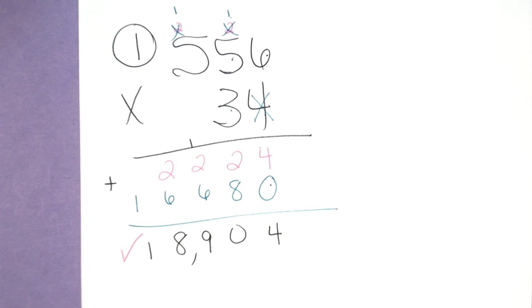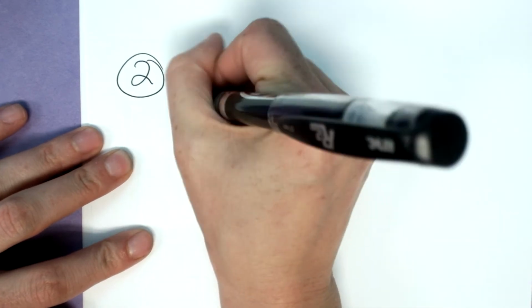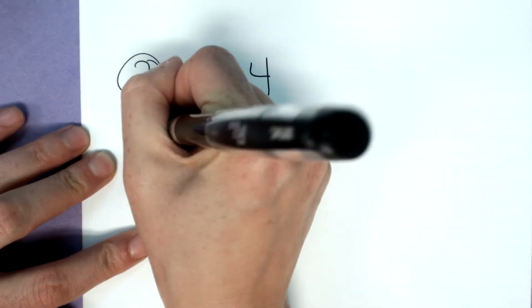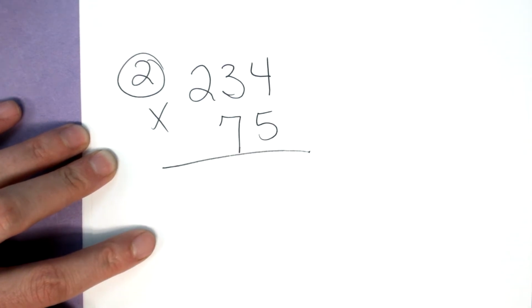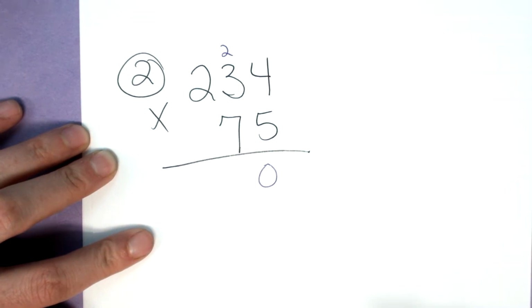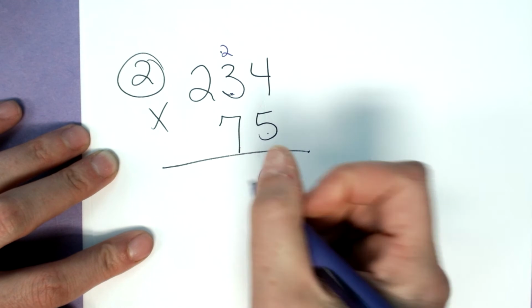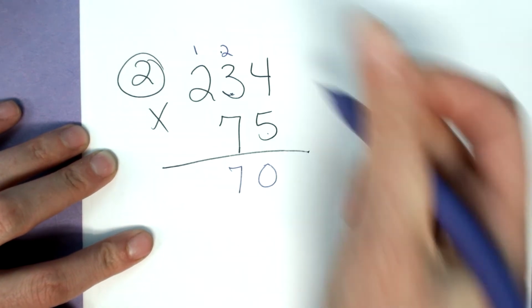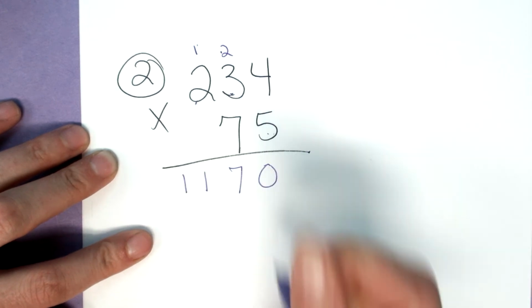Now let's try number 2. Number 2 is 234 times 75. All right, 5 times 4 is 20. Carry the 2. 5 times 3 is 15, plus 2 is 17. 5 times 2 is 10, plus 1 is 11. All right.